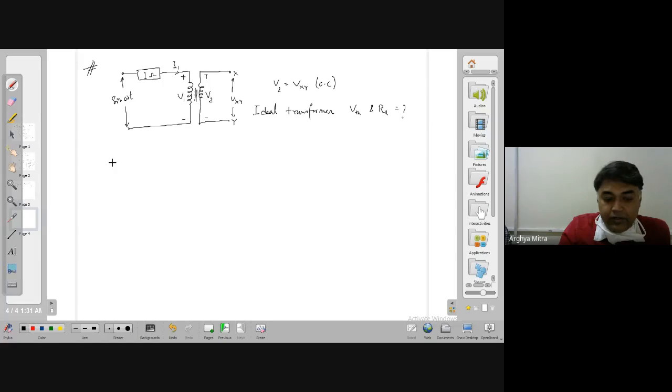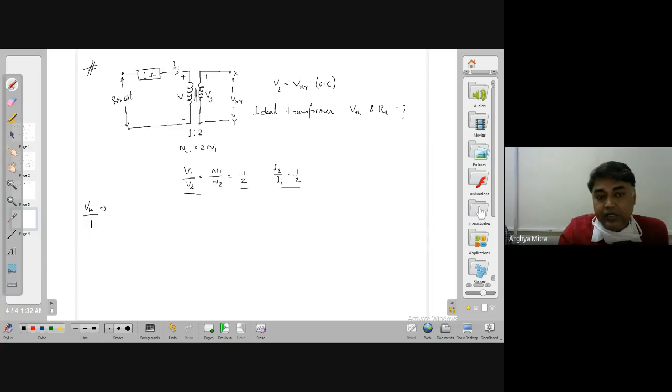So how can I find out? Another piece of information is given: there is a 1:2 ratio. That means my N2 is equal to 2N1. So my V1 by V2 is equal to N1 by N2, which is equal to half. Also, I2 by I1 is equal to half. So this relation is known to us for the transformer.